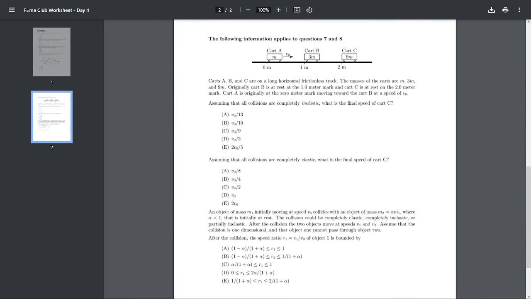So we have information associated with these two questions, right? We have carts A, B, and C. Masses are M, 3M, and 9M, right? Originally at rest at 1 meter, and that's at 2 meter. That really doesn't matter because the entire thing is frictionless, so it can be however long it wants. It's just that when it collides, velocity. So, assuming that all collisions are completely inelastic, what is the final speed of cart C, right?